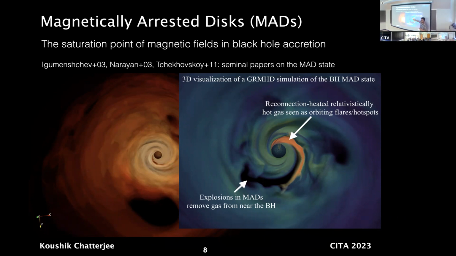But this is what we are trying to focus on, or at least understand: what sort of emission do we expect from this? What is the emission from the accreting flow outside of this region, and how does this hot gas interact with the surroundings?